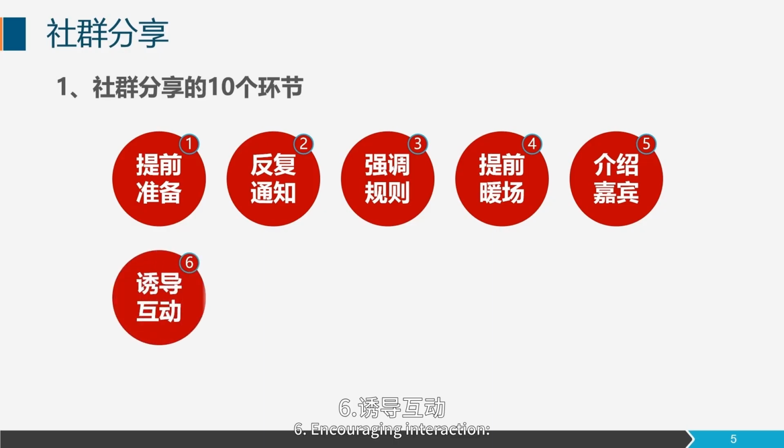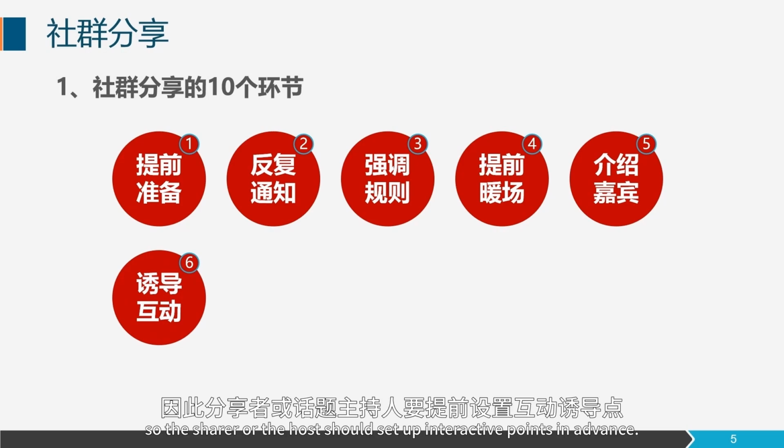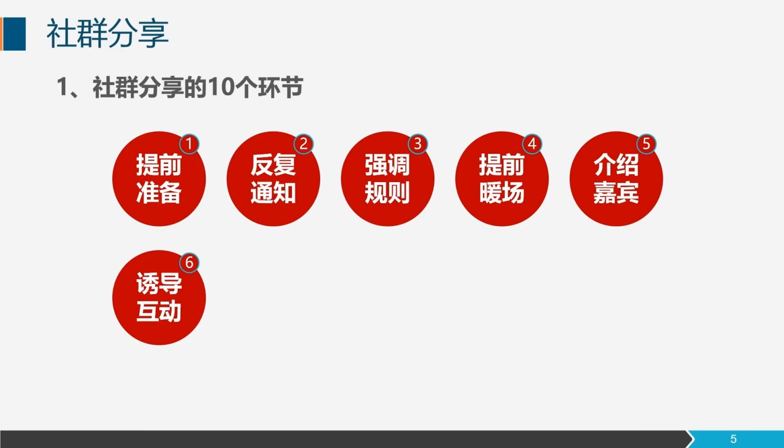6. Encouraging interaction. Regardless of the sharing code, there may be a situation where the atmosphere cools down, so the share or the host should set up interactive points in advance.